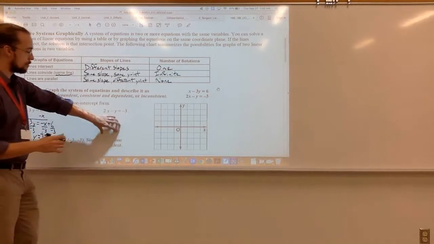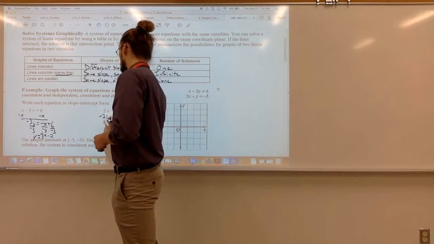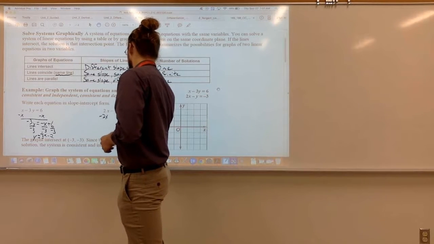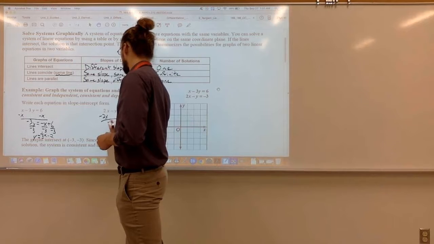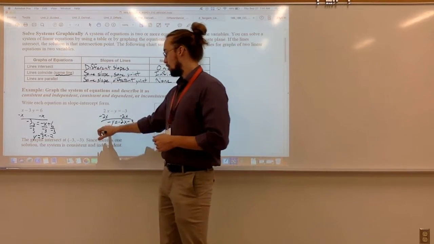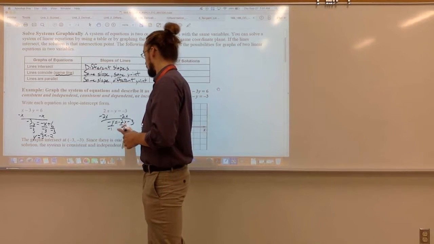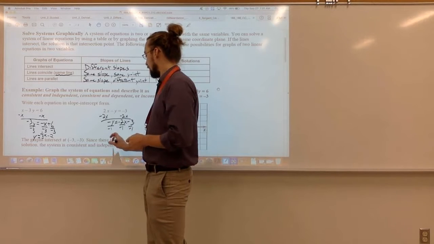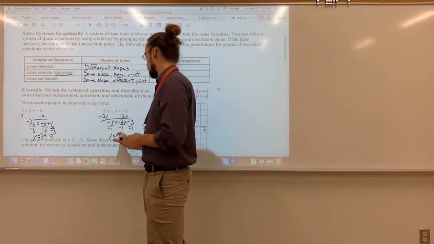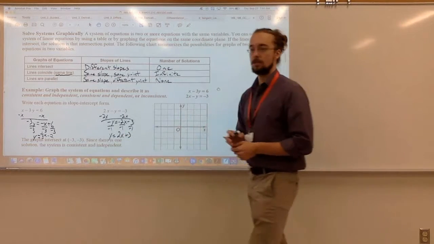And so we're going to do the same thing for our second one here. Solve it for y. So I'll subtract my 2x over, get negative y equals negative 2x minus 3. And now I have to get rid of that negative sign in front of the y. So I'm going to divide everything by negative 1. I will end up with y equals positive 2x plus 3.